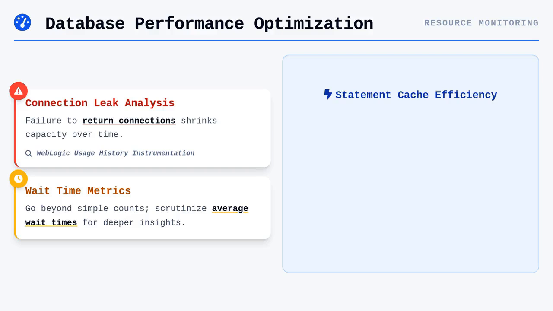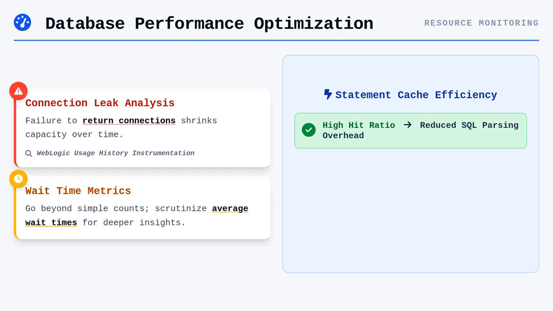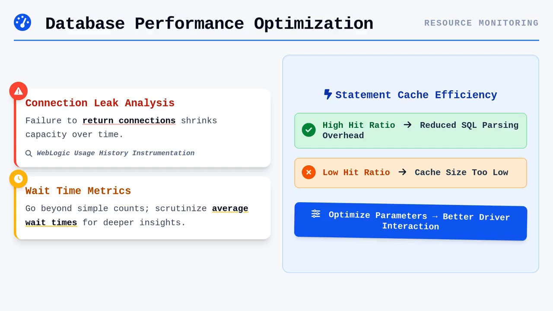Monitoring the statement cache hit ratio is another fundamental aspect of database resource health, as a high hit ratio directly reduces the overhead of parsing SQL statements on the database server. If you notice a low hit ratio, it is often a sign that the statement cache size is set too low for the specific query patterns of your deployed applications. By adjusting these parameters, you ensure that the server optimizes its interaction with the database driver rather than repeatedly preparing the same statements.